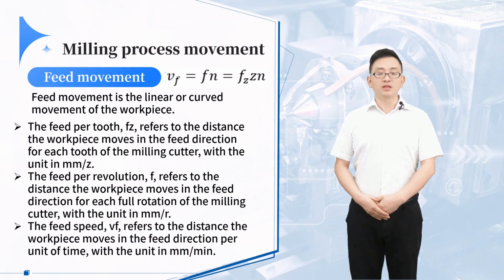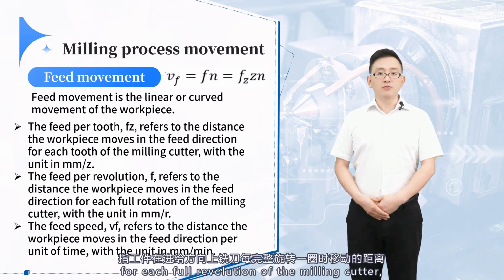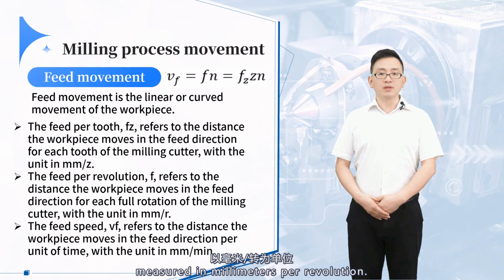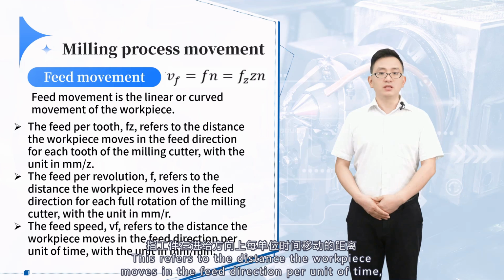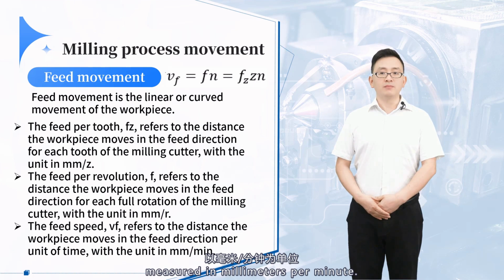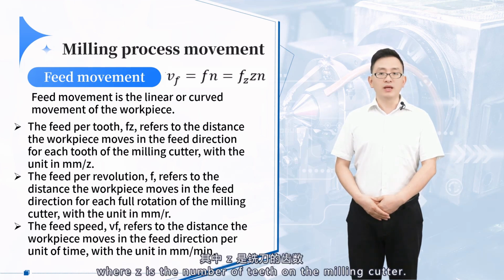Feed per revolution. This refers to the distance the workpiece moves in the feed direction for each full revolution of the milling cutter, measured in millimeters per revolution. Feed speed. This refers to the distance the workpiece moves in the feed direction per unit of time, measured in millimeters per minute. The relationship between them is given by Vf equals f times n equals fz times z times n, where z is the number of teeth on the milling cutter.